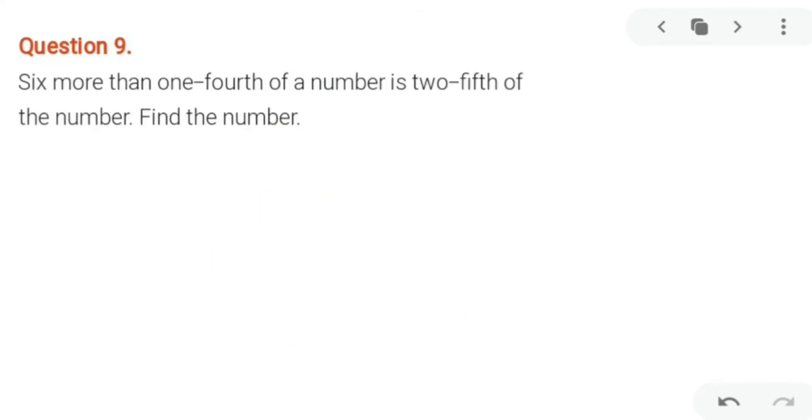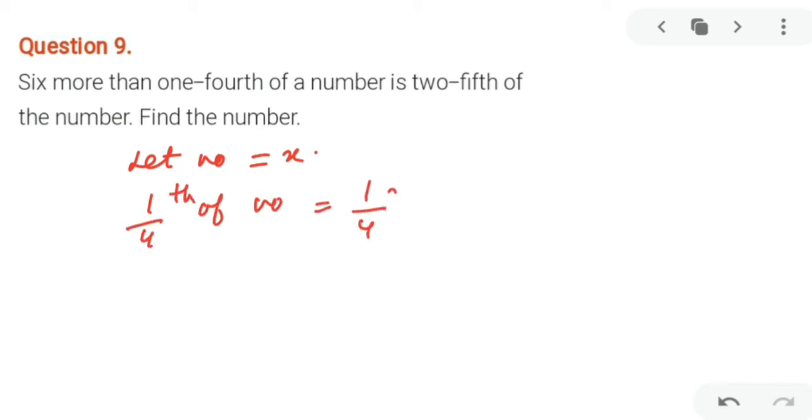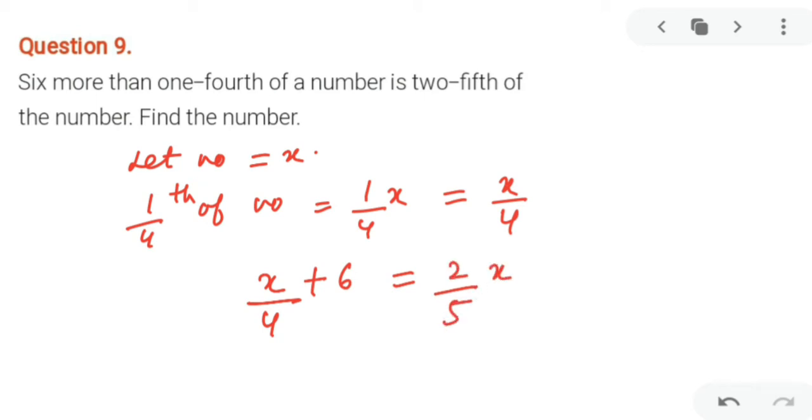Let's jump on to problem number 9, which says 6 more than 1/4 of a number. We do not know the number, so let the number be x. What will be 1/4 of a number? That will be 1/4 of x. You can also write it as x upon 4. And the equation says 6 more than. So x upon 4 plus 6. Okay. Is equal to 2/5 of a number. So 2/5 of x.